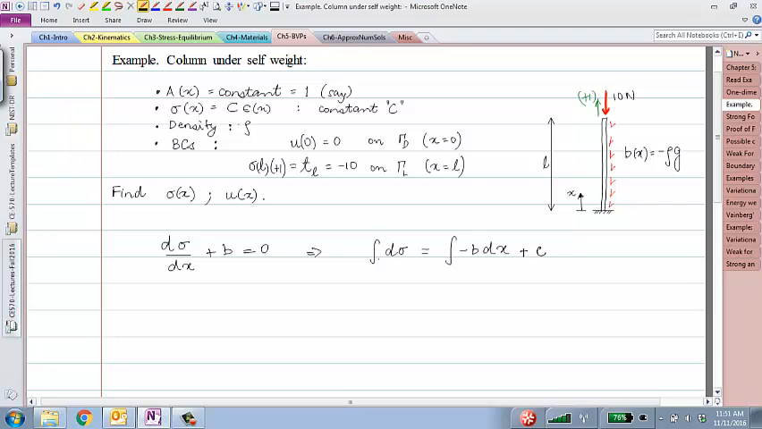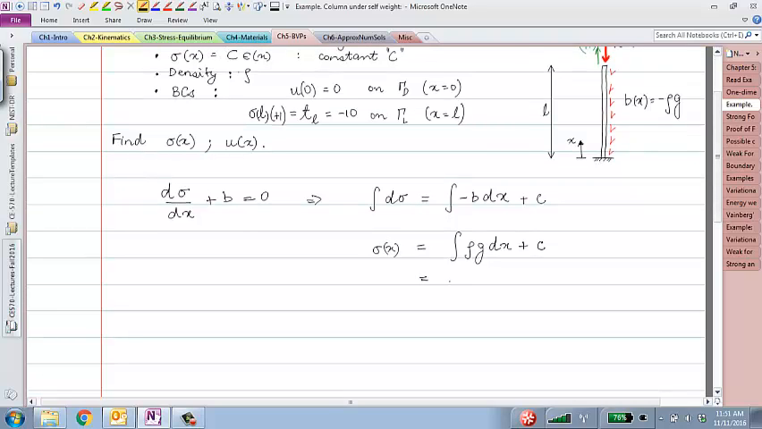Okay. So on the left, I'll have sigma as a function of x. On the right, I'll have integral of minus b, which happens to be rho g, minus minus cancel off, and dx. Rho and g both are constant, and I could pull them out of the integral. So I'll do that as a step, and then equal plus c, the constant of integration. Integral dx would just be x plus c. So sigma x is equal to rho gx plus c.